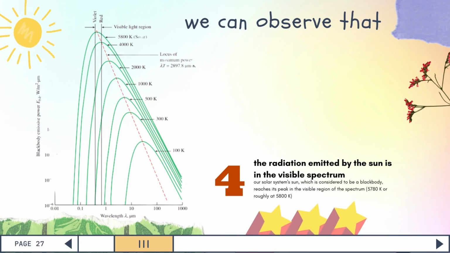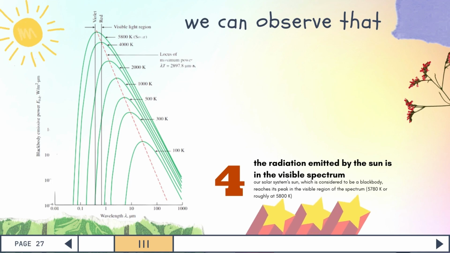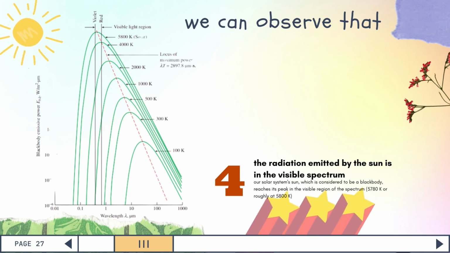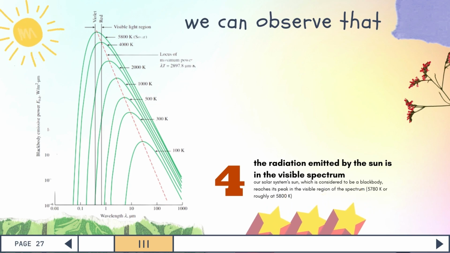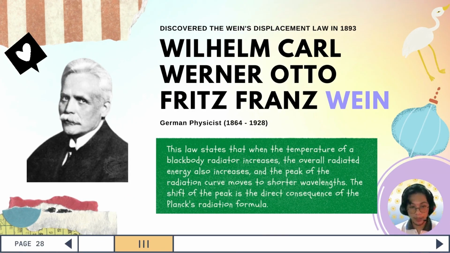And lastly, the radiation emitted by the sun is in the visible spectrum. Our solar system's sun, which is considered to be a black body, reaches its peak in the visible region of the spectrum, which is at 5780 Kelvin or roughly 5800 Kelvin. As the temperature increases, the peak of the curve in the figure shifts toward shorter wavelengths.